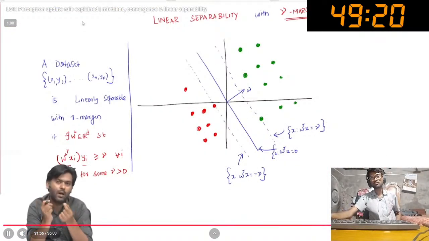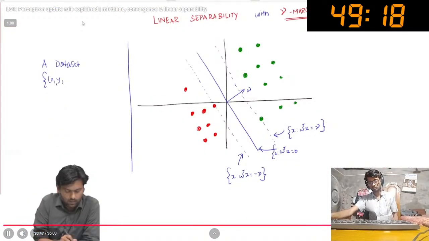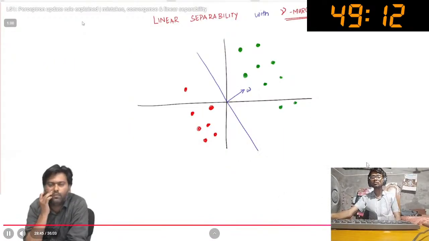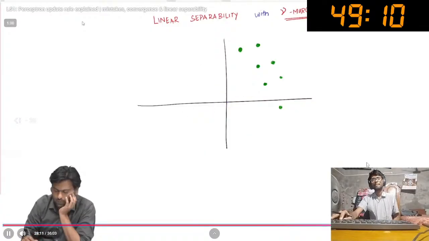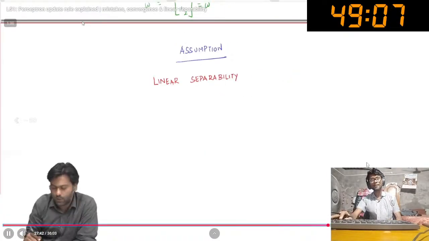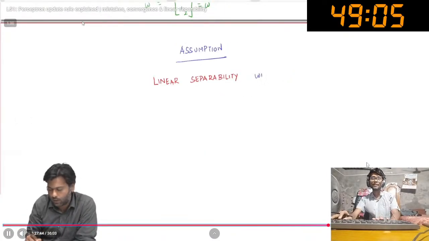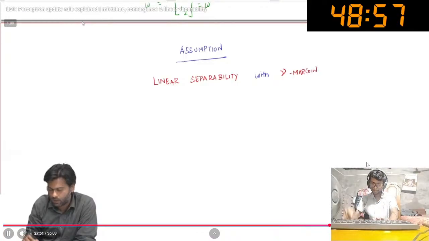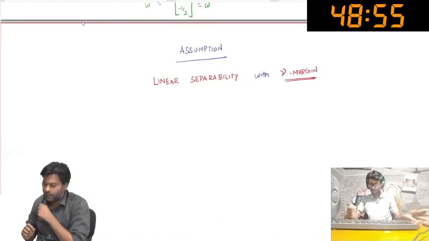is at least gamma. This is the assumption that I am going to make, right? The data set is linearly separable, but with a twist, with gamma margin.